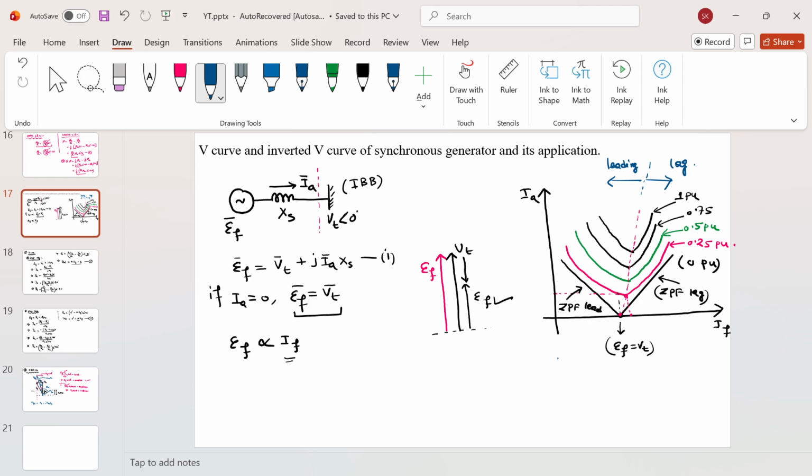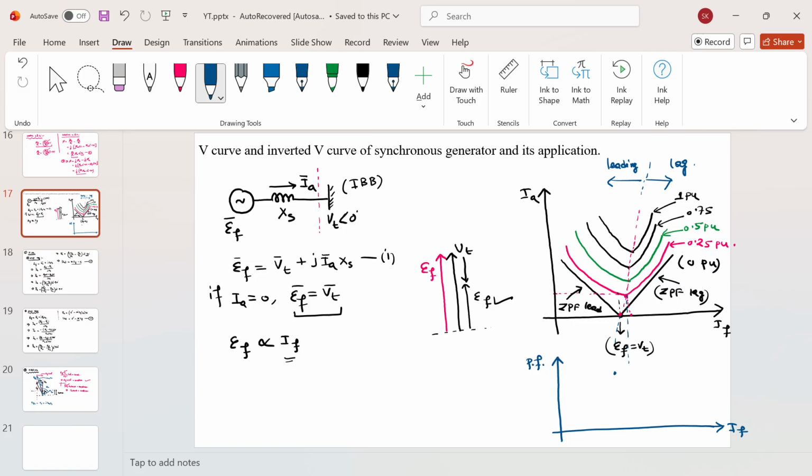Okay. Now if I draw the inverted V curve, IF, this is my power factor. So at 0 per unit active power, let's say this was your curve. Actually, for 0 per unit active power, we should not draw the inverted V curve, because at 0 per unit active power, either my operating power factor will be purely lagging or purely leading. So let me not draw the power factor for 0 per unit active power delivery. Rather, I can draw for 0.25 per unit active power delivery.